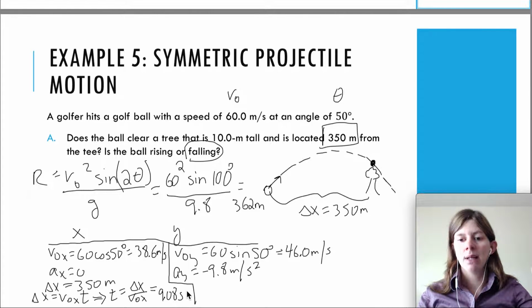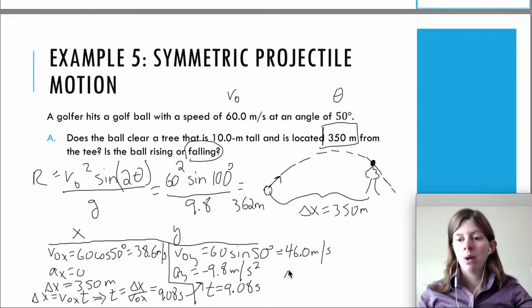And now we can use this time for the y direction, because when the ball has traveled 350 meters, it took that amount of time. It's going to take that amount of time to get to that height. And now we have three variables in the y direction, and we can figure out delta y.